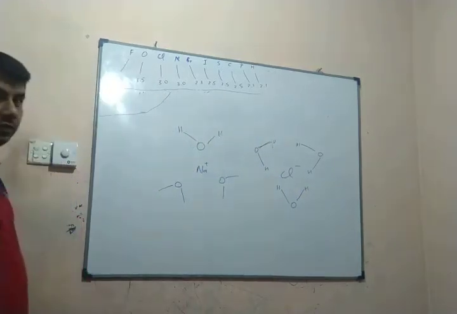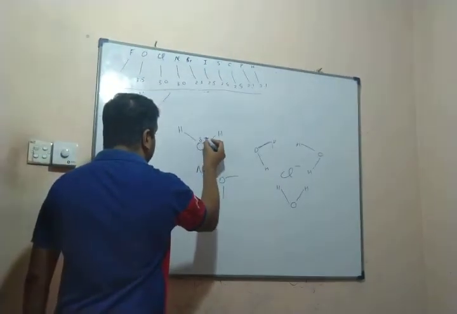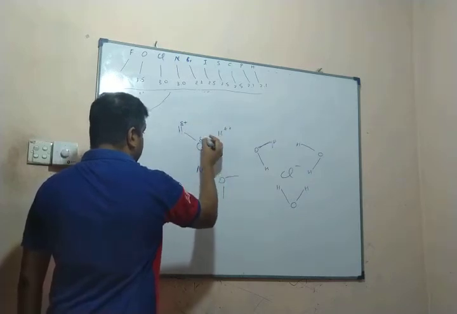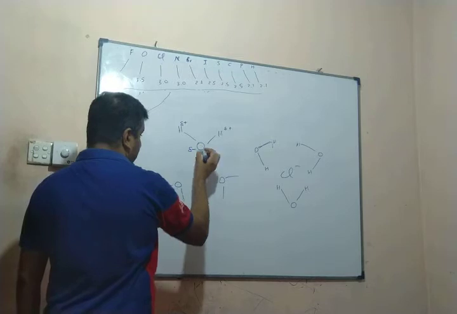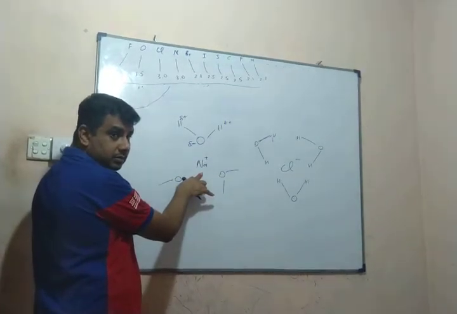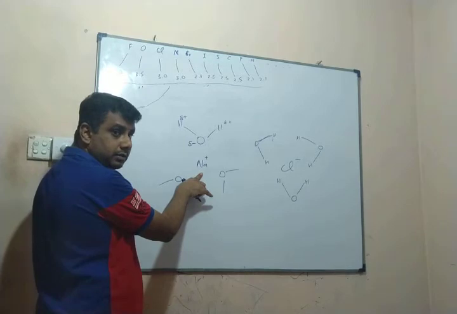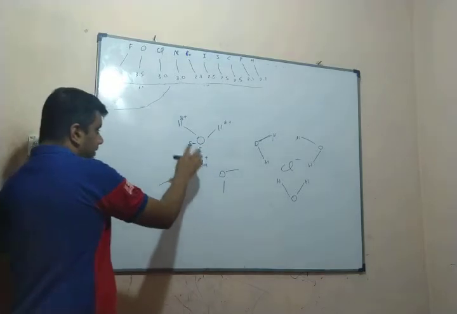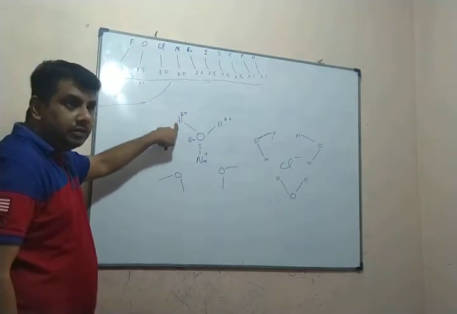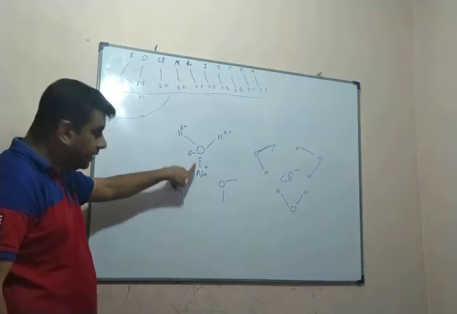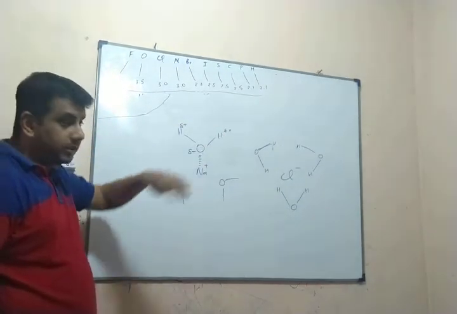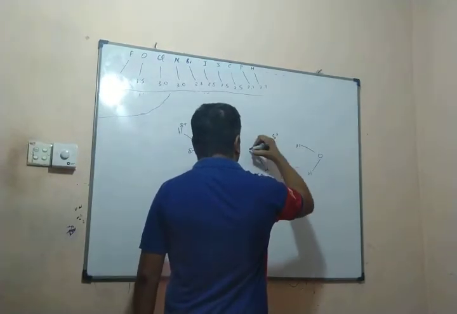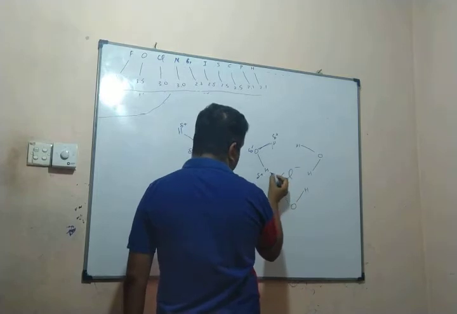Why? You know, this part is delta minus, these two are delta plus. Oxygen is delta minus. So Na plus, which is plus, should attach to the delta minus. The delta minus in the dipole forms bonds of attraction with Na plus. What about Cl minus? It attaches to delta plus.